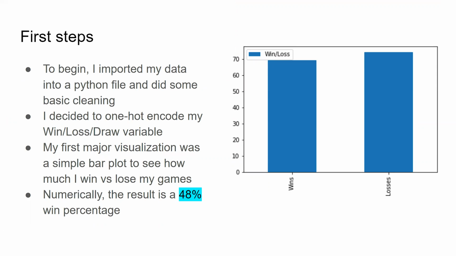Really, my first major visualization was just a bar plot to see how much I win versus lose my games overall. This is looking at all the games. And the result is around 48% win percentage, which the way Overwatch works is it will place you in games with people of equal skill, roughly. So a 50% win percentage is what you'd expect. 48% is pretty close. Given the sample size, I'm not too surprised.